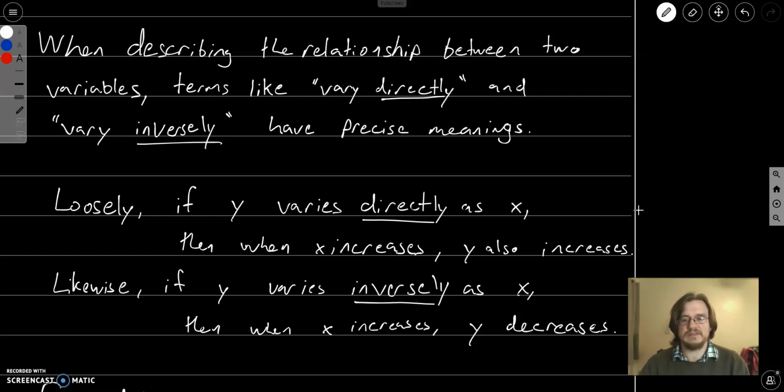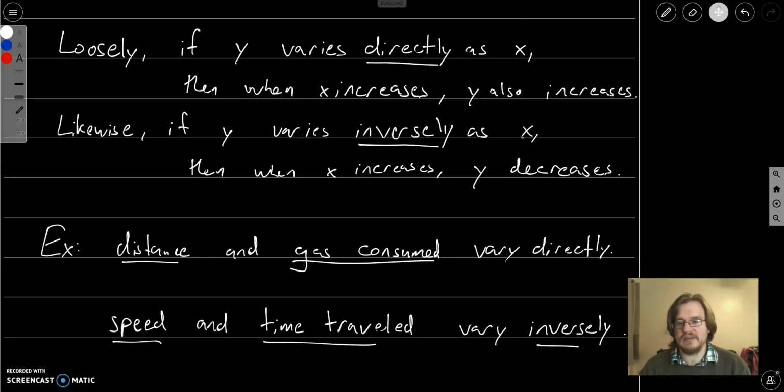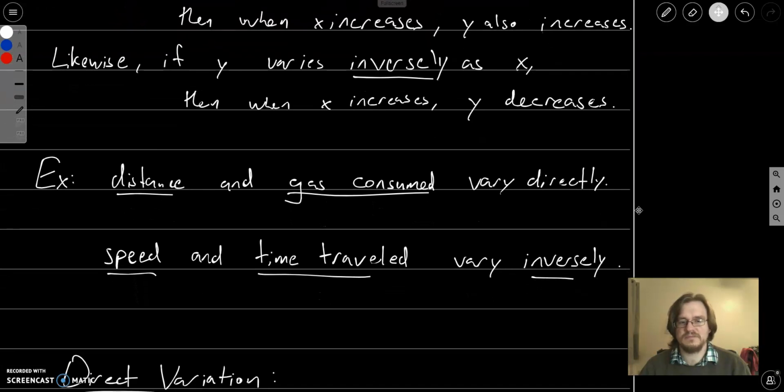Y would increase. And let's look at a couple of examples to make sure that this is making sense. So for instance, if we're driving a car, we can look at how far we've gone, the distance we've traveled, and how much gas we've used. Well, the further you travel, the more gas you use. The less far you travel, the less gas you use. This is varying directly. The distance and the gas will either both increase or both decrease.